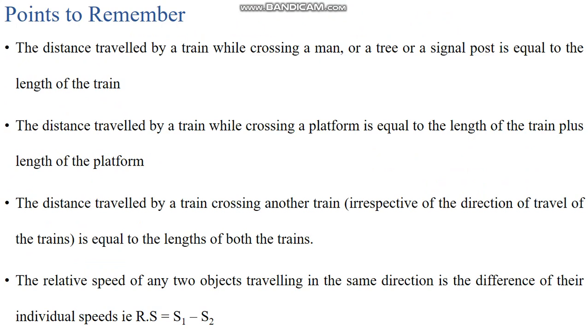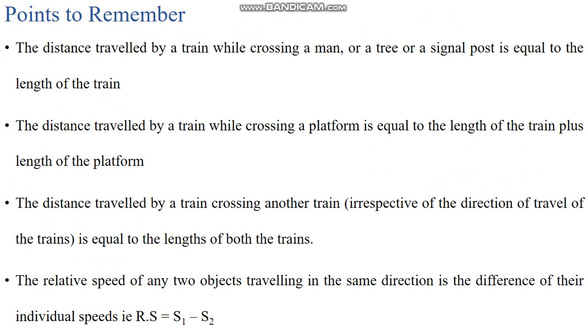Let me explain the concepts of problems on train. The distance travelled by a train while crossing a man or a tree or a signal post is equal to the length of the train. The distance travelled by a train while crossing a platform is equal to the length of the train plus the length of the platform. The distance travelled by a train crossing another train, irrespective of the direction of travel of the trains, is equal to the length of both the trains.